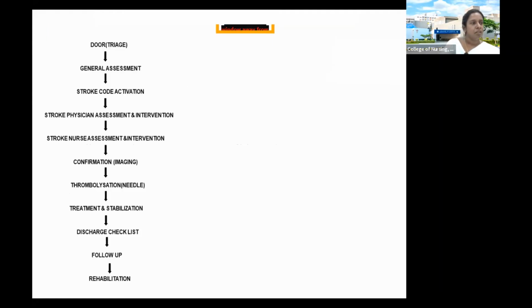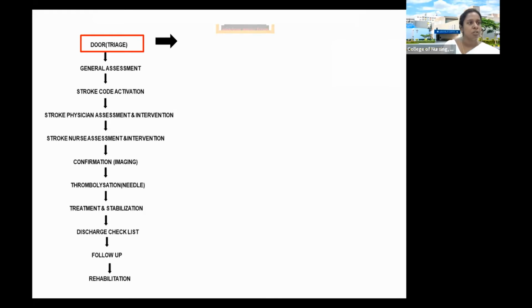Coming to the protocol that we have, if you can see this, this is the door to needle time. The door to needle time is the window period that is given for patients, which has to be within the 3 to 4.5 hour time period. Door is where the triage happens. When the symptom has been identified at home, or somebody does a FAST and recognizes the symptom, and the patient comes to the hospital, in the triage or the emergency department, they again look for symptoms.